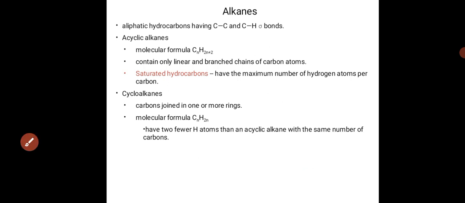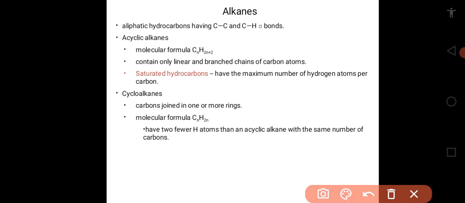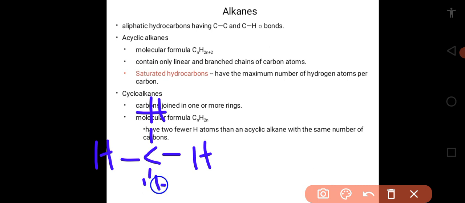Then they are saturated hydrocarbons. When you say they are saturated hydrocarbons, it means that they have the maximum number of hydrogen atoms per carbon. So the maximum number of hydrogen atoms per carbon is 4. So they are supposed to be 4, something like this. You see, if we have a carbon like this, it has the maximum number of hydrogen atoms per carbon.